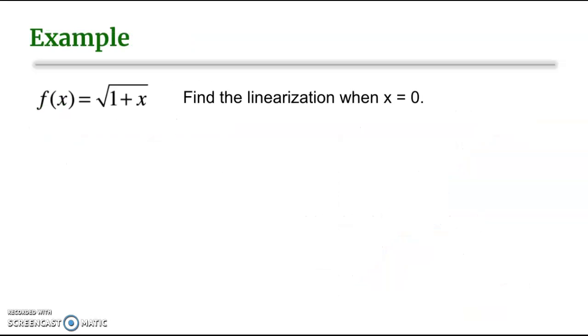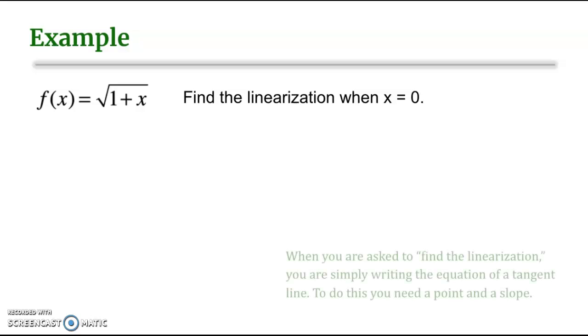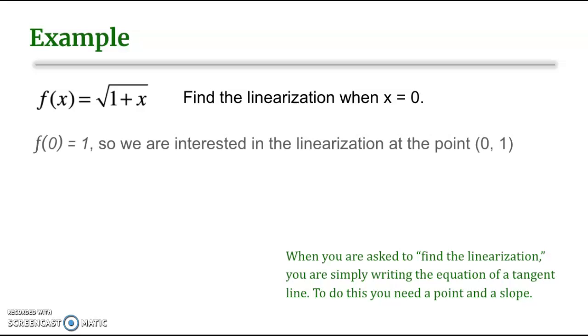All right, so let's look at an example. Suppose my original function is the square root of 1 plus x. I'd like to find the linearization when x equals 0. Well, first off, when you're asked to find the linearization, you're simply writing the equation of a tangent line. And to do this, you're going to need a point and a slope. In this case, f of 0 equals 1, so the point is at 0, 1.